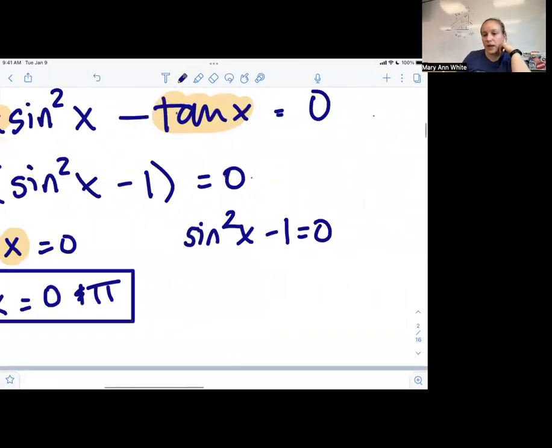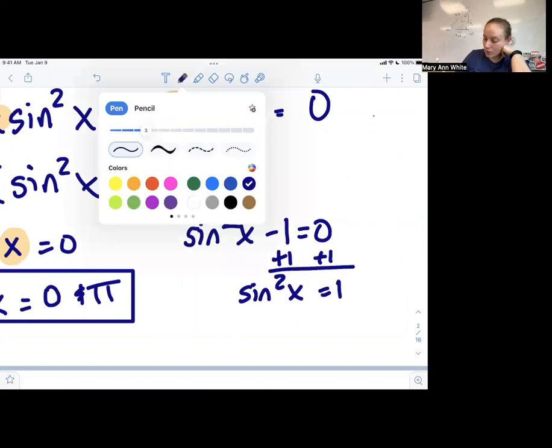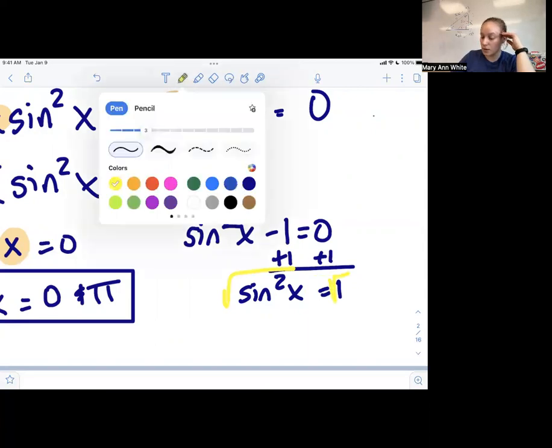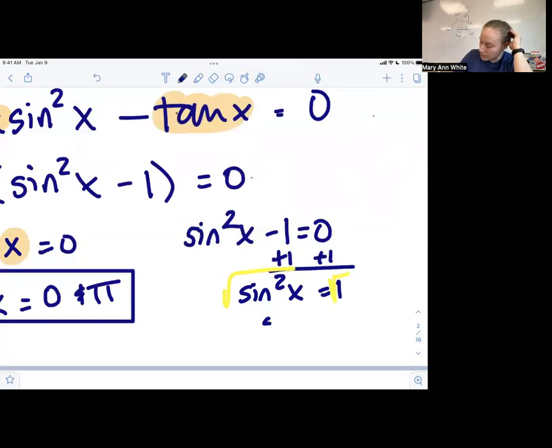Now we're going to look at this one. We have not done one that's a square, but that's okay. I'm just going to get sine squared by itself. And then I'm going to square root both sides in order to get my sine alone, not sine squared. I just want normal sine. When I square root both sides, I just get sine of x. And the square root of 1 is not just 1. It's going to be positive or negative 1.